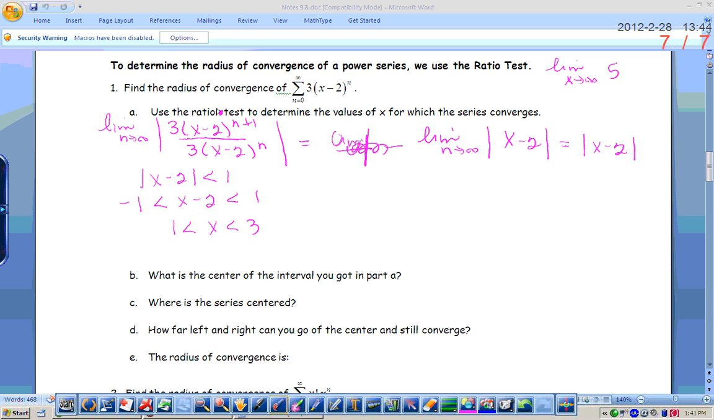All right, so to answer the question of find the radius of convergence, I'm going to go through these questions. What's the center of the interval that we got in part A? 2. Look back up at the original power series. What's the center? Where is this power series centered? At 2. Those two numbers will always be the same. Your power series will be centered at the same number as the interval that you get from the ratio test is centered. All right, so if this interval is centered at 2, then how far left and right can we go of 2 and still be in that interval? 1. I can go 1 to the right and I can go 1 to the left. So therefore, the radius of convergence is 1.